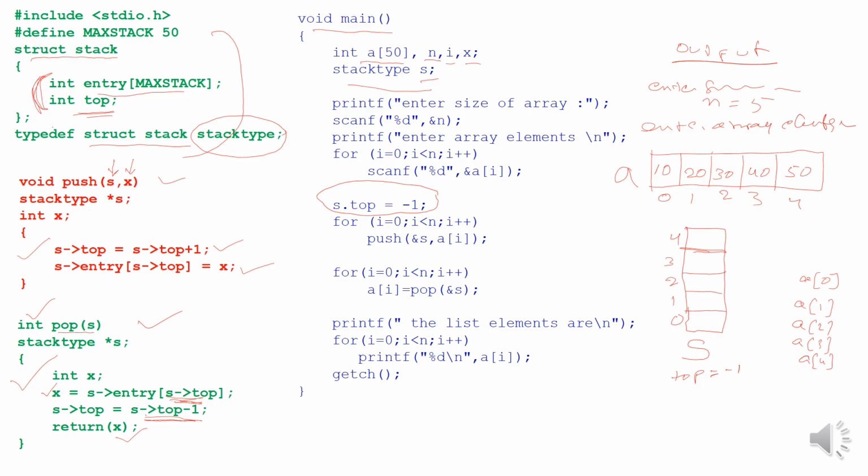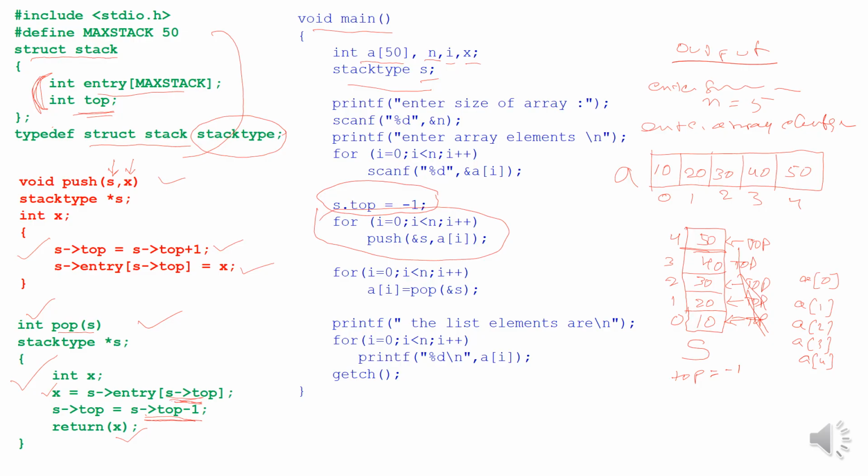a0 is 10. 10 is pushed, so this becomes top. Then if you push a1, a1 is 20, 20 is pushed, and this becomes the topmost element, this is top. Then a2 is pushed, 30 is pushed, this becomes top. Then 40 is pushed, this becomes top. Then 50 is pushed, this becomes top. So all 5 elements we have pushed onto the stack using this first statement: for i assigned to 0, i less than n, i plus plus, push s comma a of i.